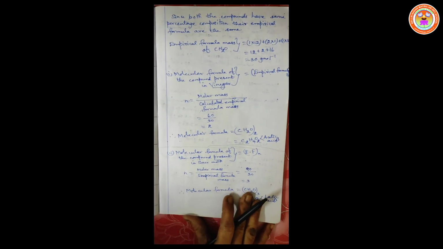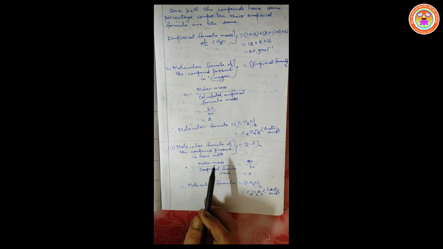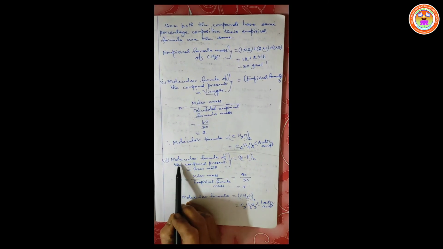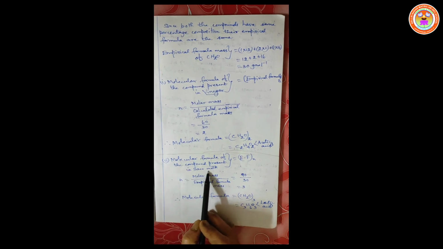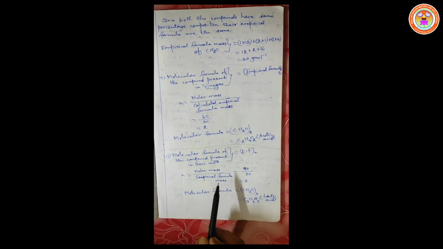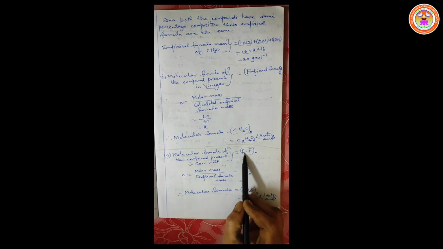Next we can calculate the molecular formula of the compound present in sour milk. So here the formula is empirical formula into N.